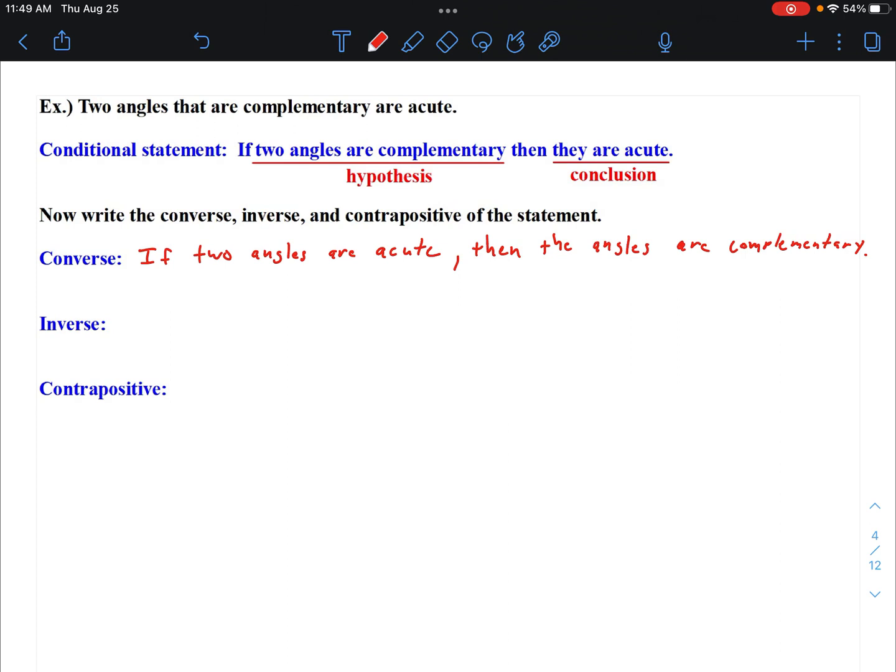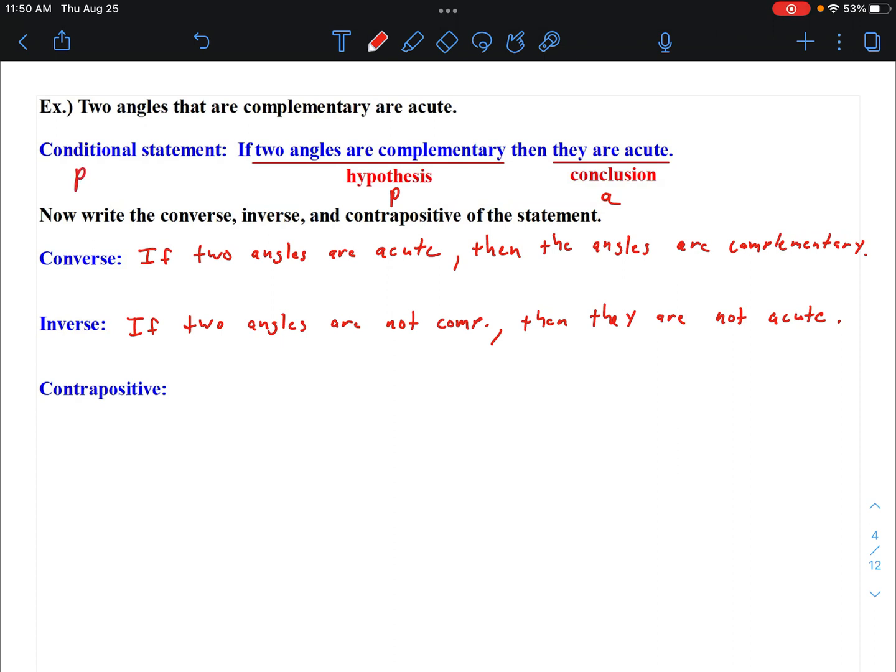So inverse would be negation P, negation Q. Remember, this is your P, this is your Q. So this would say, if two angles are not complementary, then they are not acute. Again, I don't care if that statement's true or false. It doesn't really matter. All we're doing is the logical portion, being able to rewrite them.